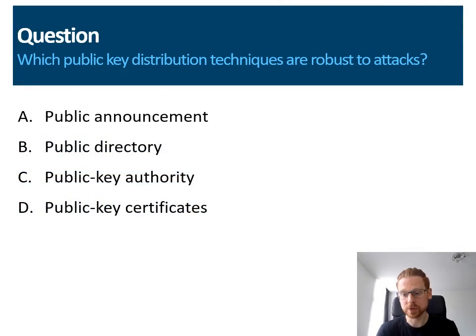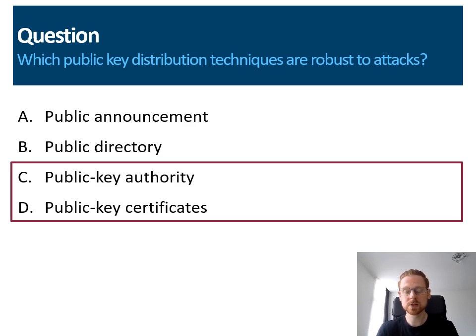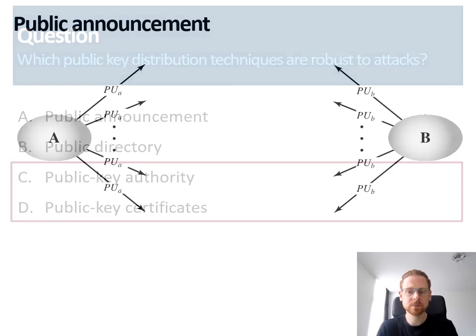I have a question for you. Which of these four public key distribution techniques are most robust to attacks? Multiple answers can be correct. Feel free to pause the video if you want to think about it. And let's take a look at the correct answer. The correct answer is both C and D. A and B are not very secure. And in the remainder of this video, I will show you why.